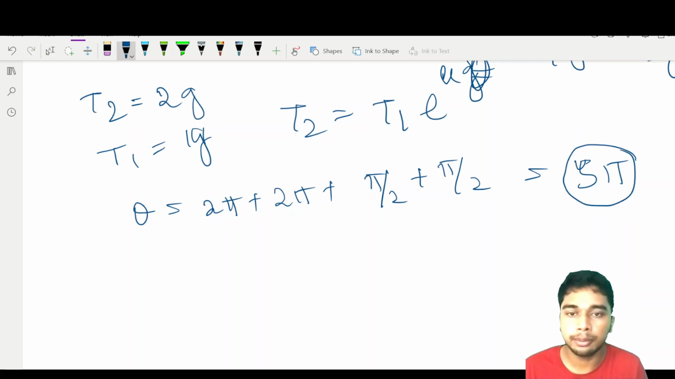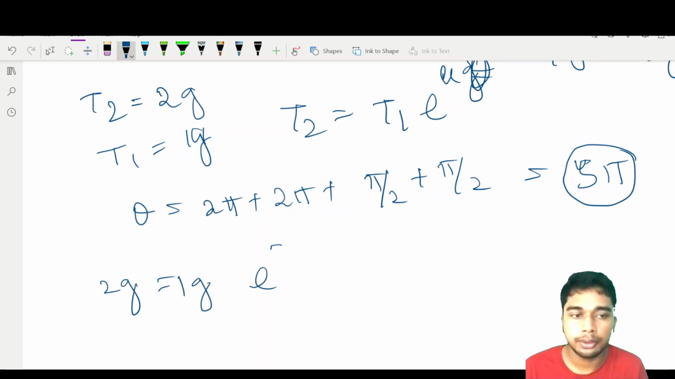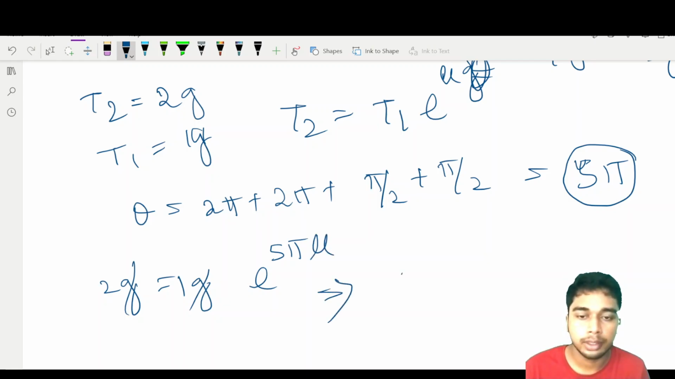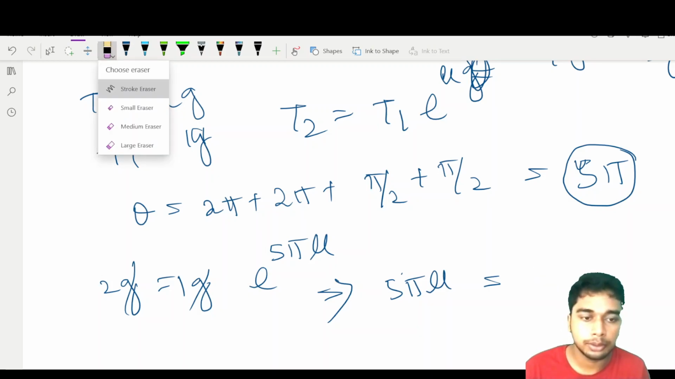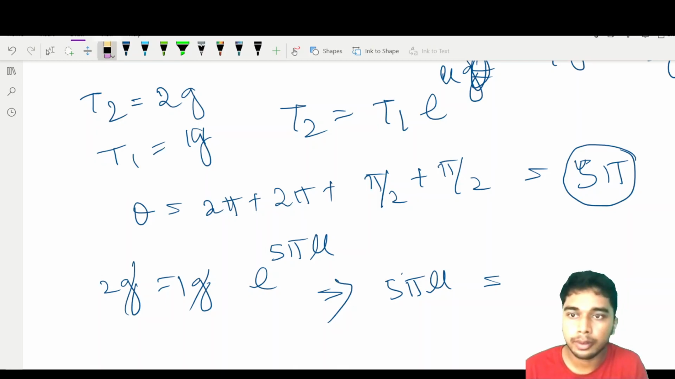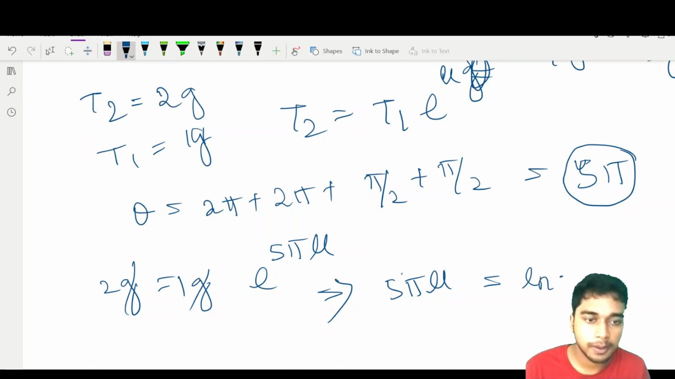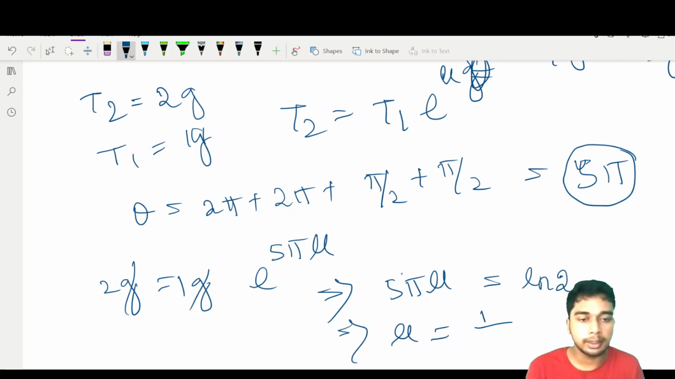So I will directly put here: 2g is equal to 1g e to the power 5 pi mu. So g will be cancelled out. So 5 pi mu will be ln2. So mu I can calculate from here.